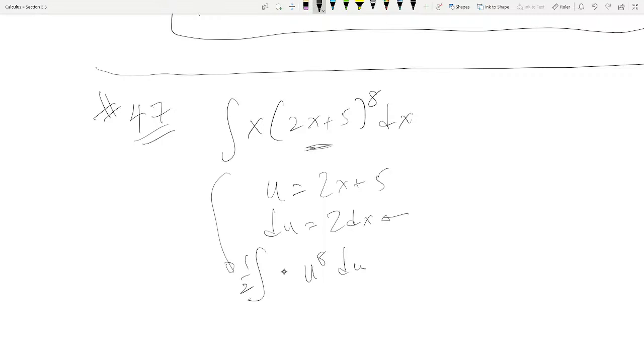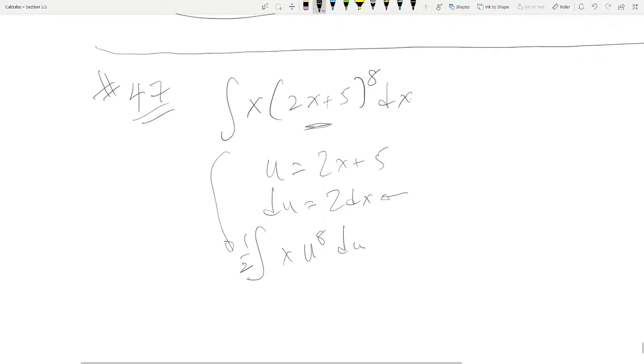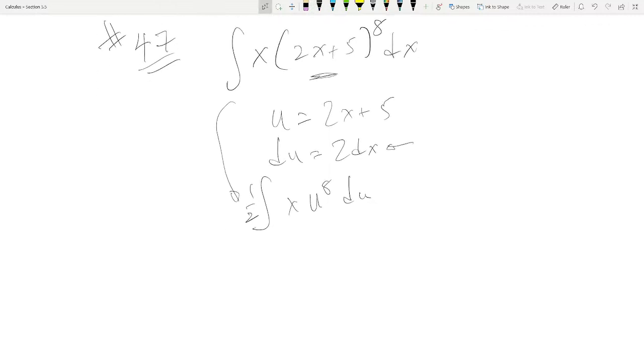But I still have that x out front. So that's not good. I mean, I'm not going to be able to do this integral. It's got to all be in terms of u. I've got to account for everything I see in the original integral. But again, we can squirm out of this by solving for x here. We have u equals 2x plus 5, so u minus 5 is equal to 2x, and so we get x is equal to 1/2 times u minus 5.